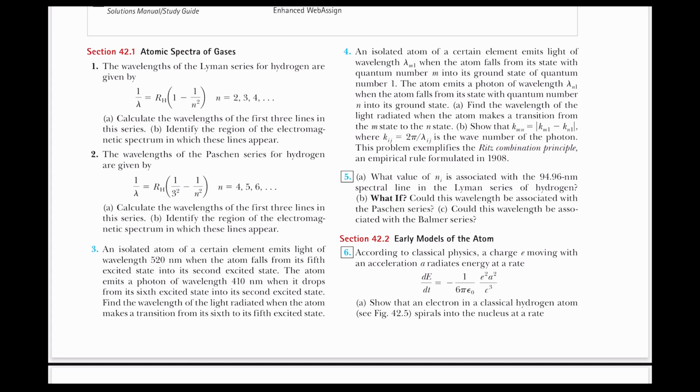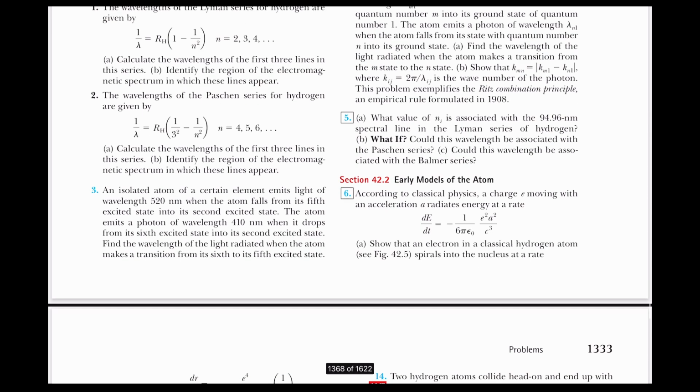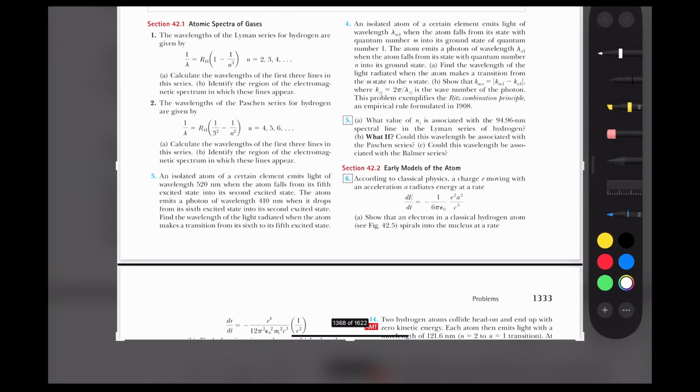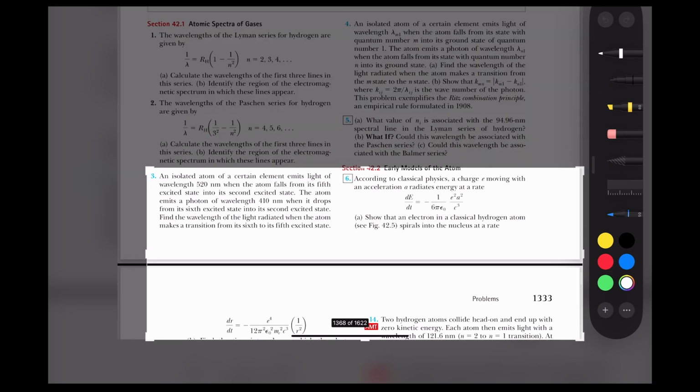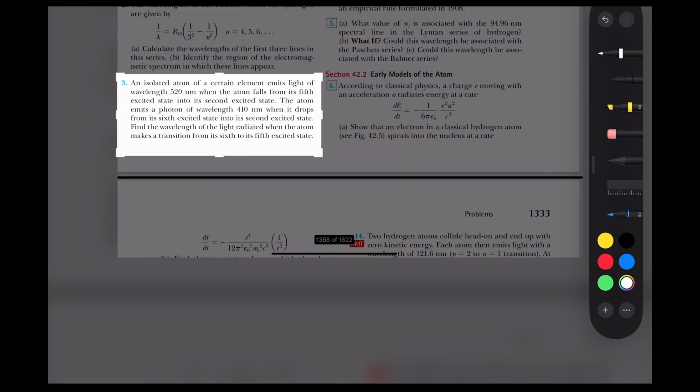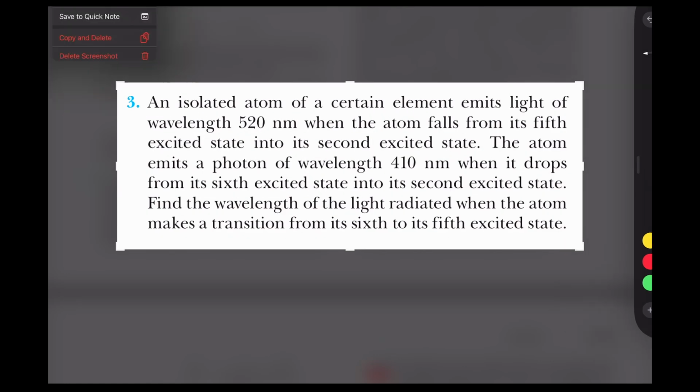Maybe it's more difficult. An isolated atom of a certain element emits light of wavelength 520 nanometers when the atom falls from its 5th excited state into its 2nd excited state. The atom emits a photon of wavelength 410 nanometers when it drops from its 6th excited state into its 2nd excited state. Find the wavelength of light radiated when the atom makes a transition from its 6th to its 5th excited state. You know what? I think this is a good problem, because it's weird. It's almost like a riddle, and it's going to make me test my knowledge. I have no idea what the solution is, so we're going to do it here together.